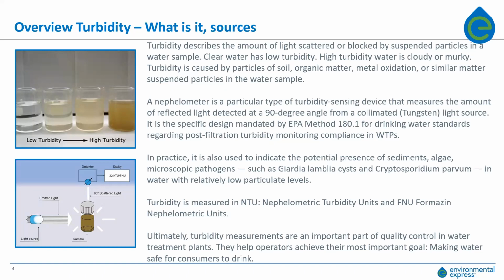In practice, it's also used to indicate the potential presence of sediments, algae, microscopic pathogens such as Giardia or Cryptosporidium in the water sample in relatively low particulate levels. Turbidity is measured in NTUs, nephelometric turbidity units, and FNUs, which is formazin nephelometric units.